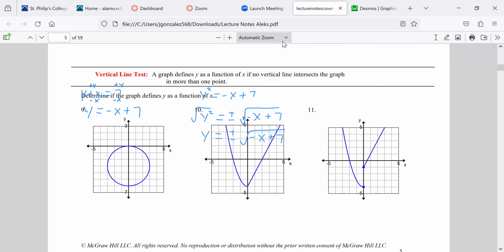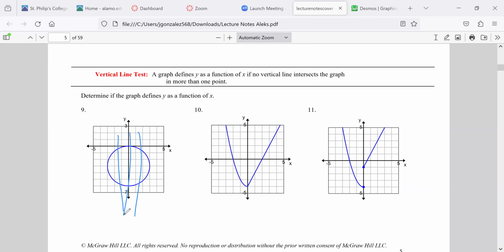Okay, let's look at these. What do you guys think? Are they functions? Not the first one, for sure, right? And that's because of the vertical line test definition. A graph defines y as a function of x if no vertical line intersects the graph at more than one point. So a vertical line intersects twice all over the place.